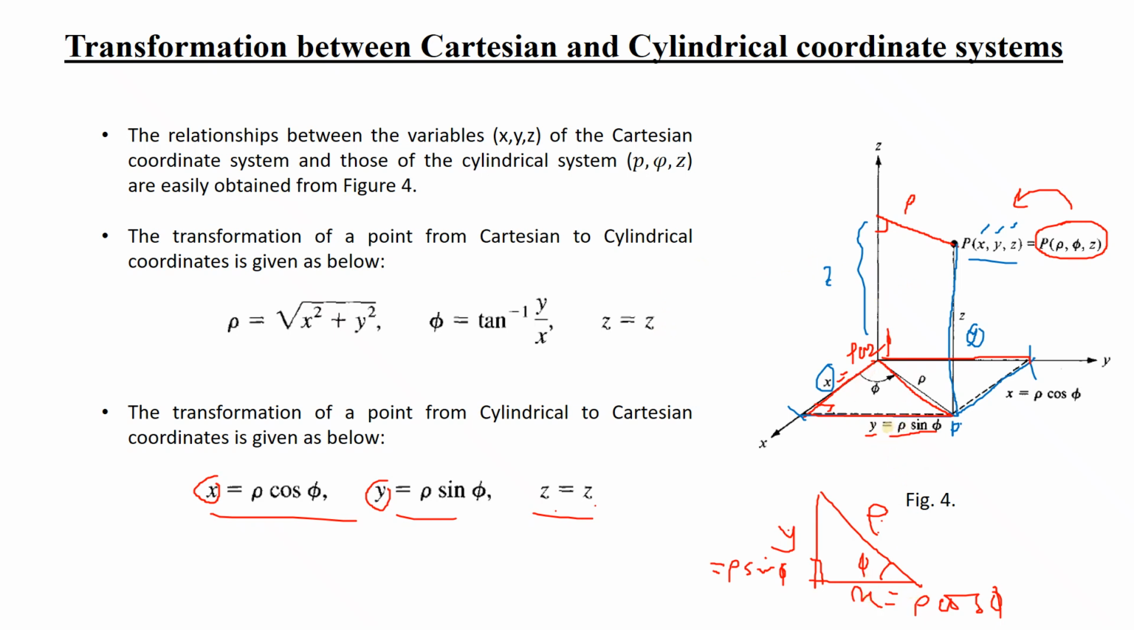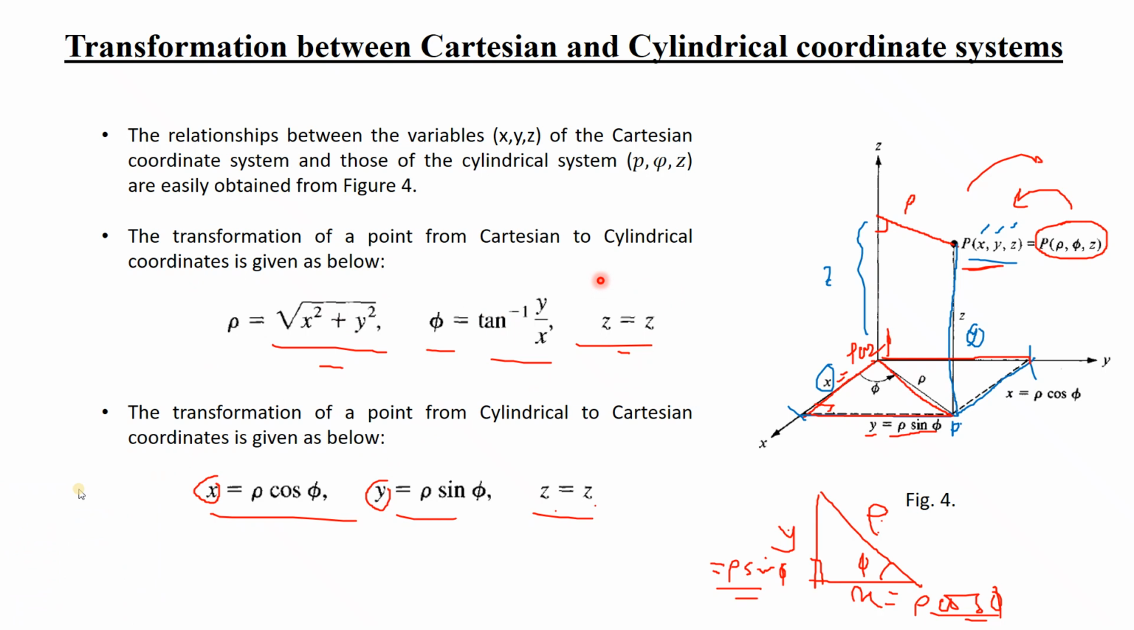And Cartesian to cylindrical is also the same, from here also we can understand, because if x is equals to rho cos phi and y is equals to rho sin phi, then rho is equals to root over of x square plus y square. Okay, and phi is equals to tan inverse of y by x, and z is z. So any point in Cartesian coordinate system can be transformed back to cylindrical coordinate system.